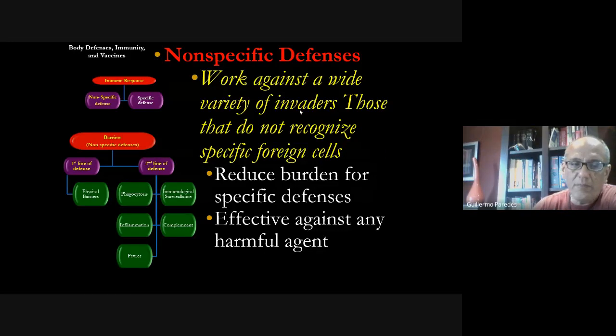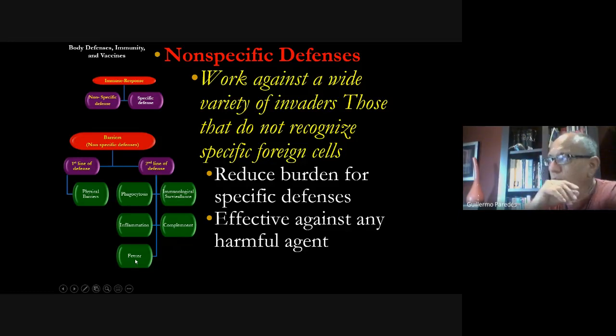So we have the non-specific, we have the first line and the second line. Okay, so we have the inflammation, we have fever. Fever is good or bad? Good. It's good, right? Because it's telling us. And why is fever good?